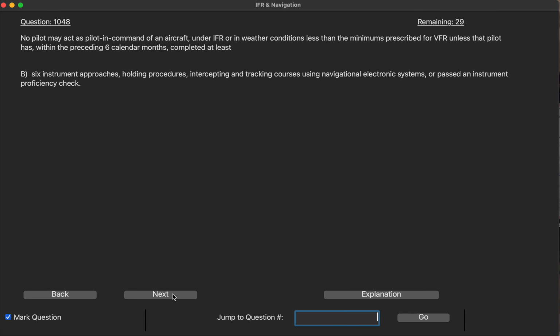No pilot may act as PIC of an aircraft under IFR or in weather conditions less than minimums prescribed for VFR unless that pilot has, within the preceding 6 calendar months, completed at least 6 instrument approaches, holding procedures, intercepting and tracking courses using navigational electronic systems, or passed an instrument proficiency check.